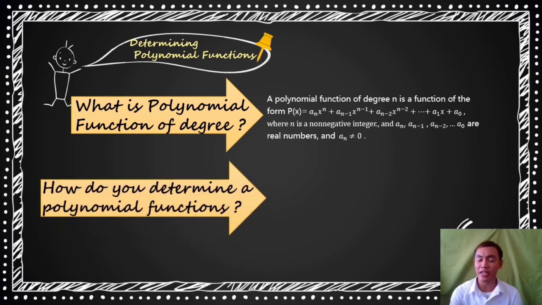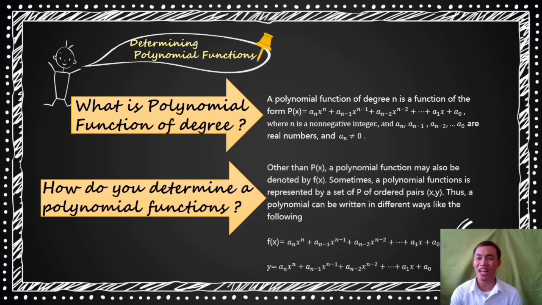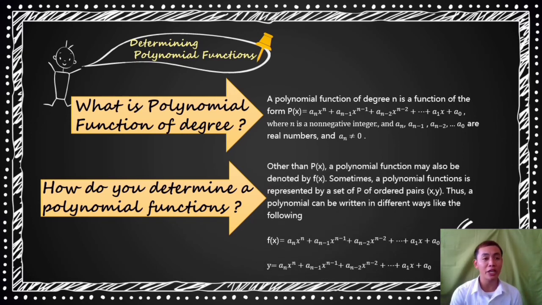How do you determine polynomial functions? Other than p of x, a polynomial function may also be denoted by f of x. So instead of writing p of x, you can write it as f of x rather. Sometimes a polynomial function is represented by a set of ordered pairs, which is the x and y, which is the abscissa and the ordinate. Thus, a polynomial can be written in different ways like the following.